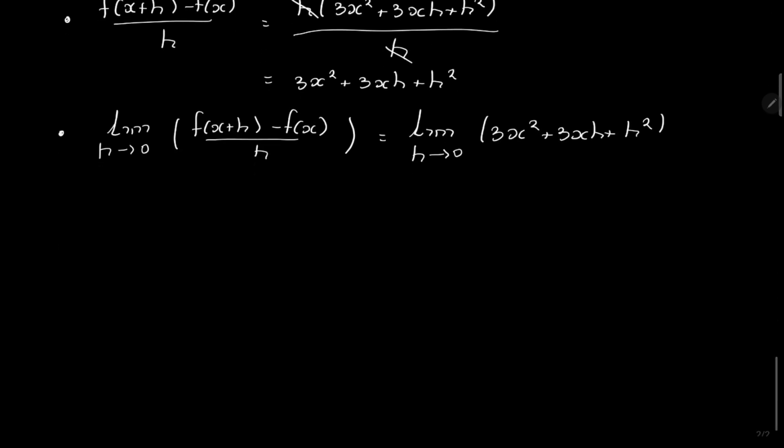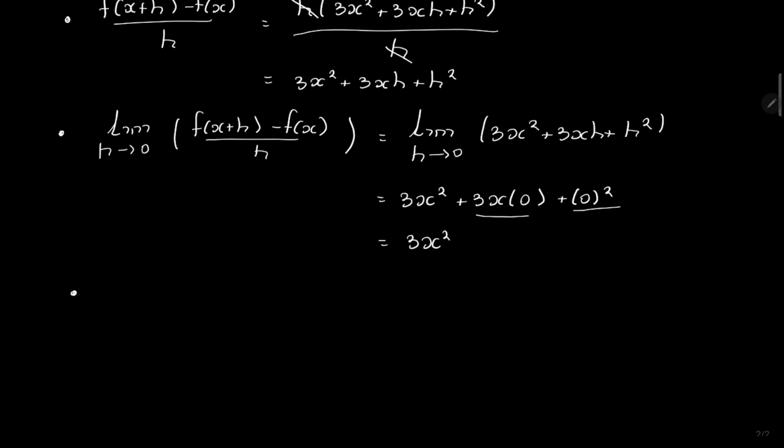As we said in the previous example, the limit of this can be calculated by replacing every h we have in this function by 0. This gives us 3x squared plus 3x into 0 plus 0 squared, which gives us 3x squared. This term cancels out, and this term cancels out, since anything times 0 is 0, and 0 squared is still 0. So we are left with 3x squared.